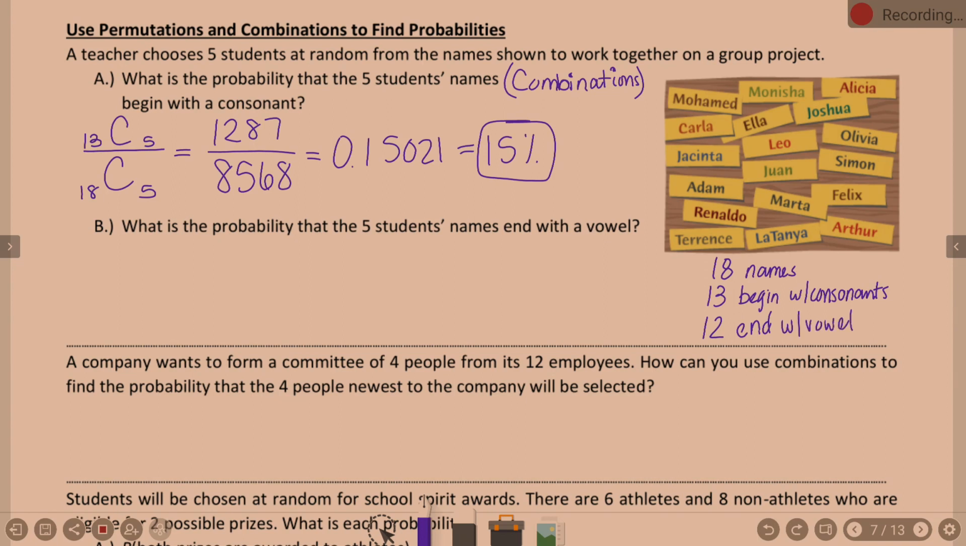I have written down 12 on my paper. Okay, so what's the probability that the student's name ends with a vowel? Well, in the denominator, you're still at 18, wanting all the groups, yes? So that is 18 students put in groups of 5. What are we doing on top? 12C5. Okay, 12C5.